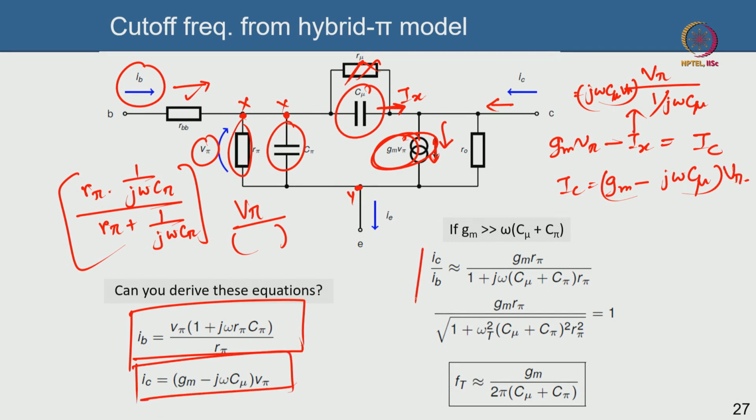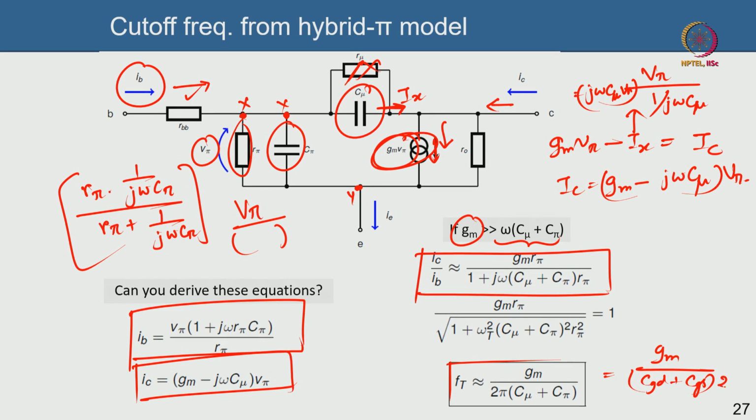So, you can take the ratio of both of them and you can say that the GM is much larger than this component. This is an assumption. Do some math, you find this expression which looks very similar to the FET expression, GM by CGD plus CGS, remember, into 2 pi. It ignores some other parasitics, but if you include them it will become slightly more complicated, but the basic essence stays the same. It looks very similar in form and structure as a field effect transistor. This is your cutoff frequency for BJT.